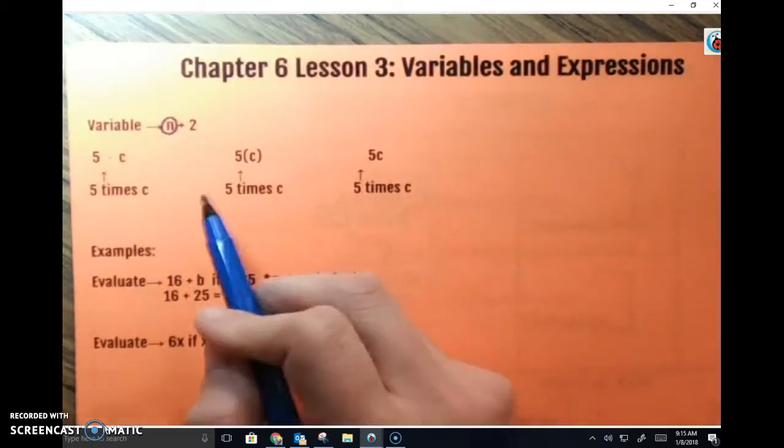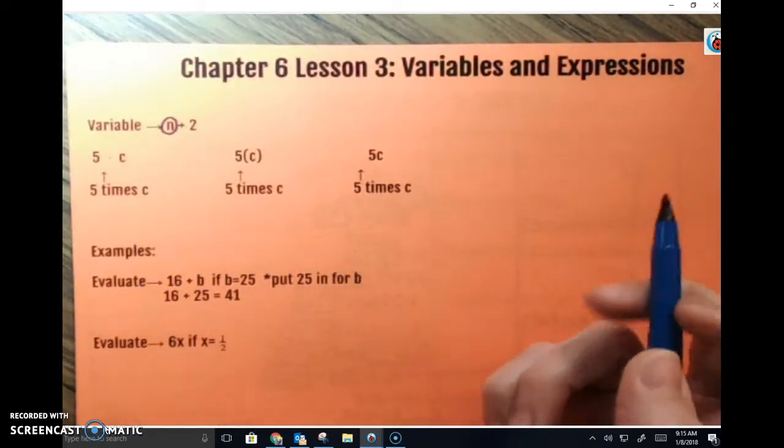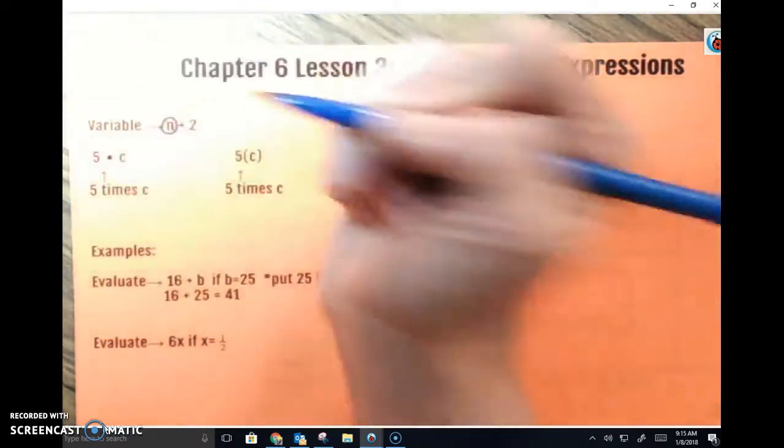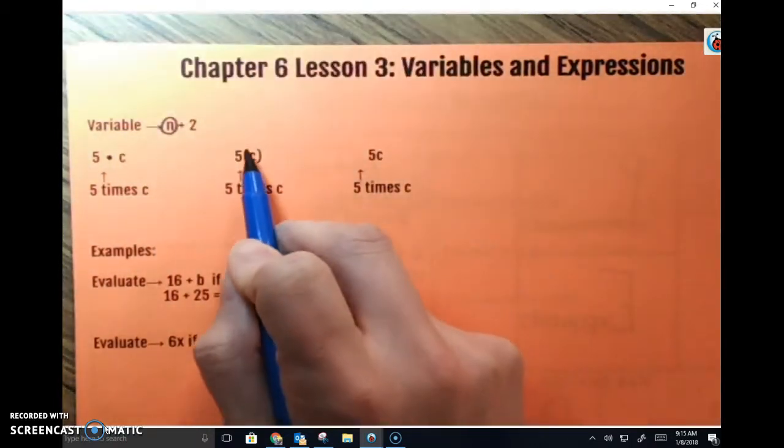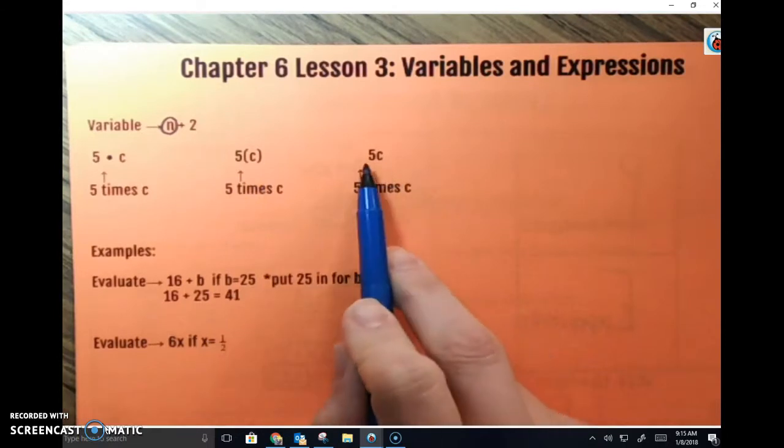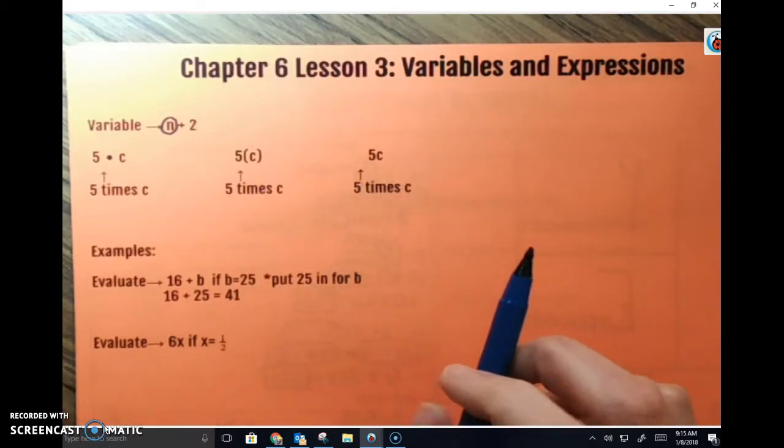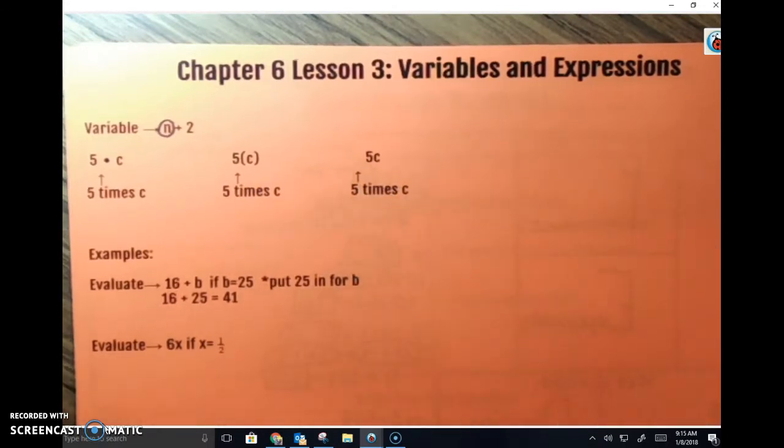Okay, these three things are showing you the different ways you can show multiplication. There's a dot between numbers, which means multiplication, and parentheses. When you have a letter and a number next to each other, that also means multiplication. We are doing this because we need to get away from using the X multiplication sign because it looks like a variable and that can get confusing. So let's look at our first example.